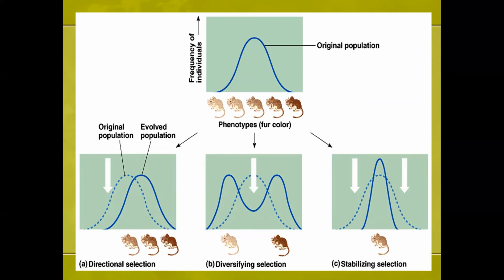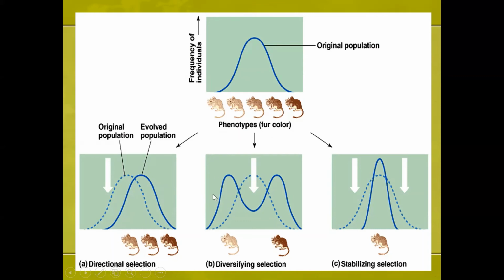In this case, maybe it's the homozygous recessive, and it's selecting for those with darker color, and they survive better. Now, it could also go in the other direction. Maybe it's those that are really light colored that get selected for, but it goes in one of the directions. It goes either to this extreme or to this extreme.